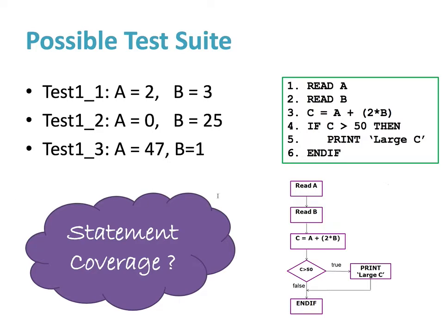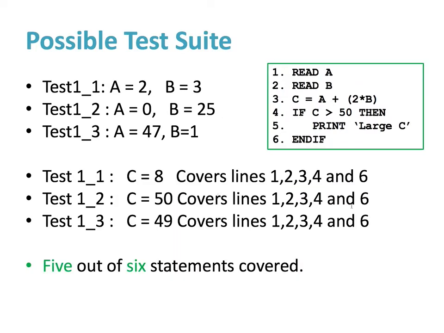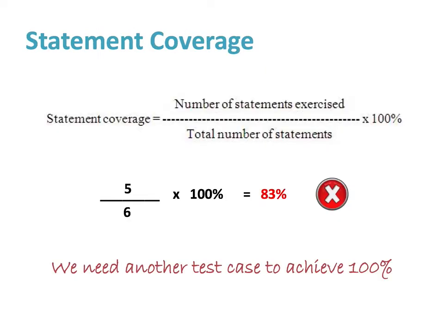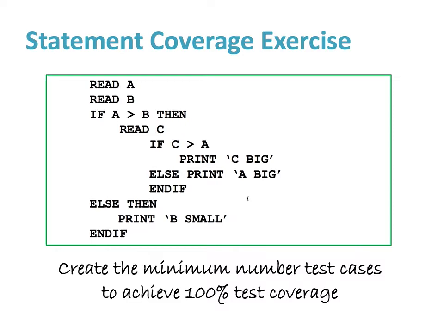So let's have a look at what that means. Test 1 covers lines 1 to 4 and 6, and the same as 2. That means that only 5 out of our 6 statements are covered. So we know straight away that we've not actually hit our statement coverage target. Looking at that a little bit more formally, we've got 5 statements exercised out of a total number of 6. Multiply that by 100, we're only at 83%. So we know that that combination of test cases isn't sufficient to test all of the lines.